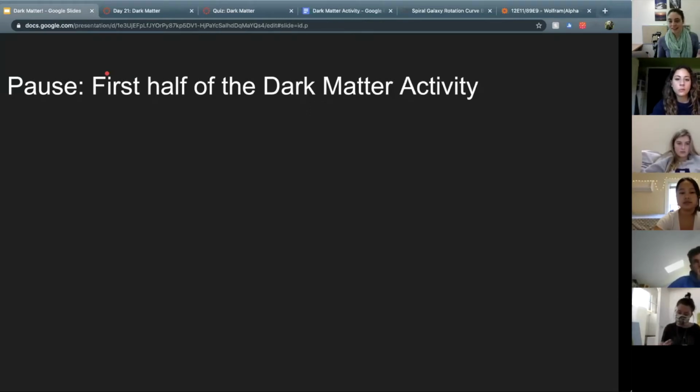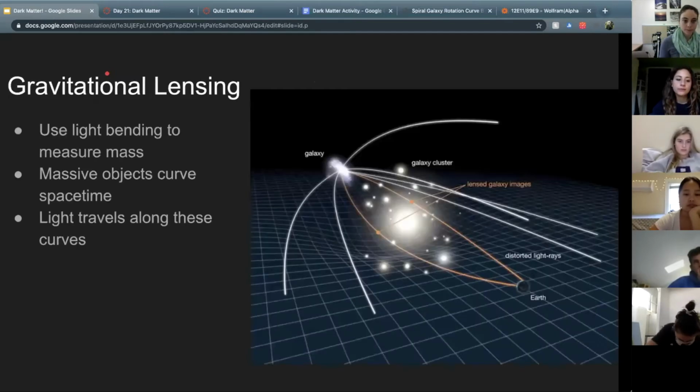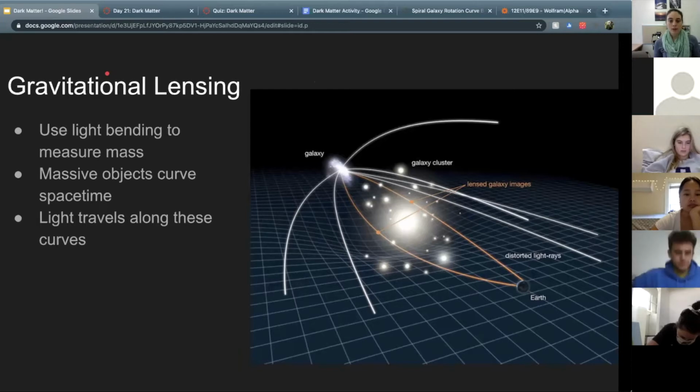And that's kind of exactly what Dr. Vera Rubin did. She measured those rotation curves and then saw that that long tail told her that there must be something besides stars in these galaxies. Okay, so that was our first method for detecting dark matter, measuring rotation curves. Our second method is going to be using gravitational lensing.